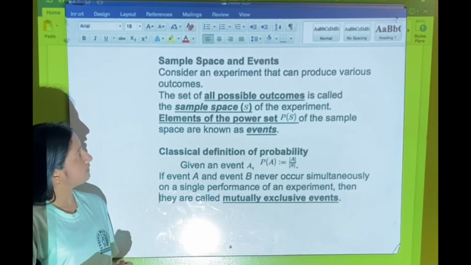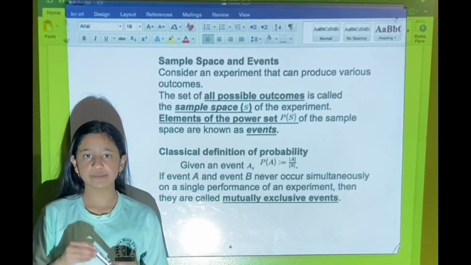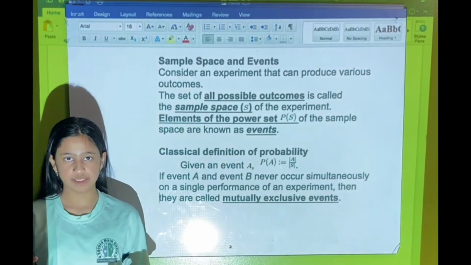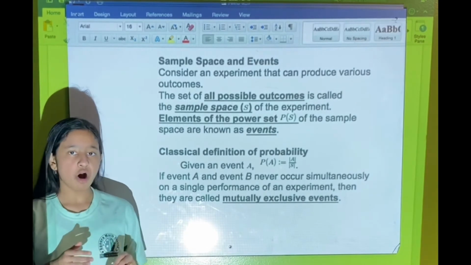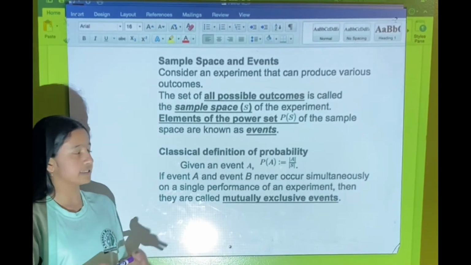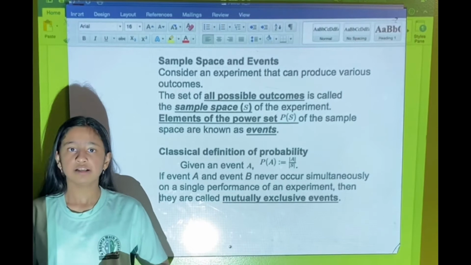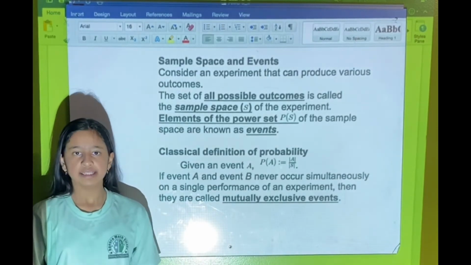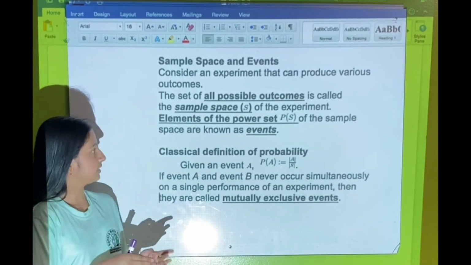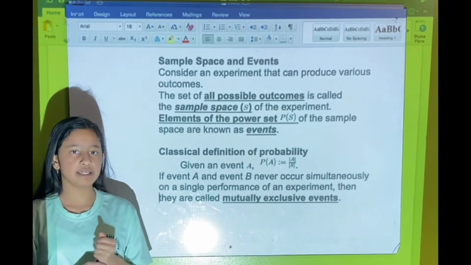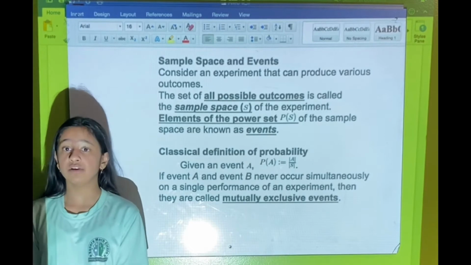Sample space and events. Let's consider an experiment that can produce various outcomes, for example, rolling a dice. The set of all possible outcomes is called the sample space, S, of the experiment. So in this experiment, rolling the dice, the sample space is the numbers 1 to 6. Elements of the power set P(S) of the sample space are known as events.